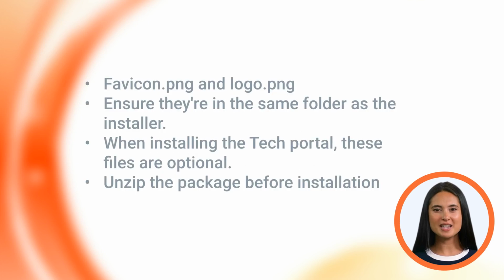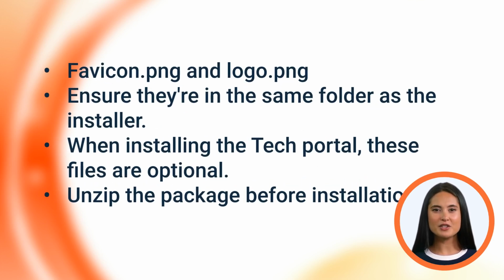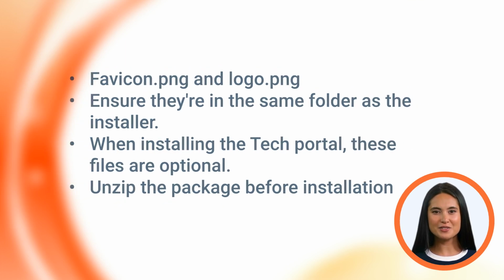avoid this error. Another common issue is missing favicon.png or logo.png error. The branding icon files favicon.png and logo.png are necessary for client portal installation. Ensure they're in the same folder as the installer. When installing the tech portal, these files are optional. Unzip the package before installation to prevent the error caused by clicking the installer from inside the zip file.